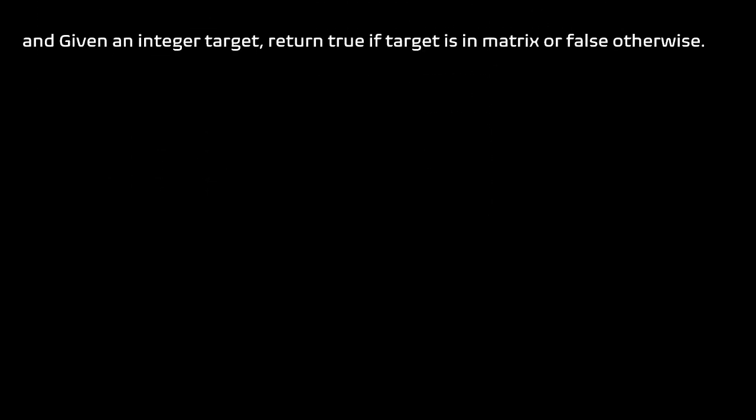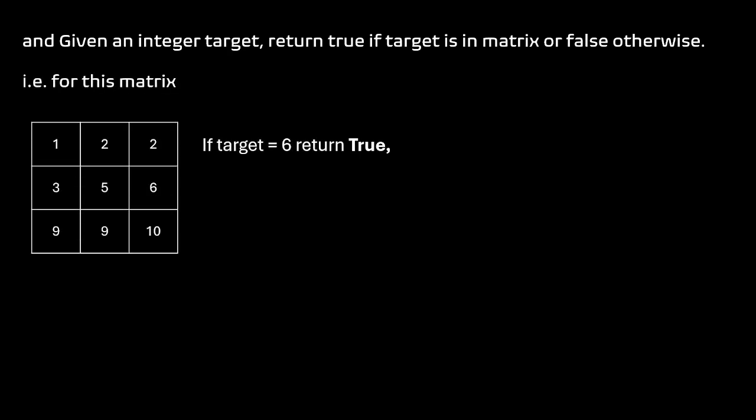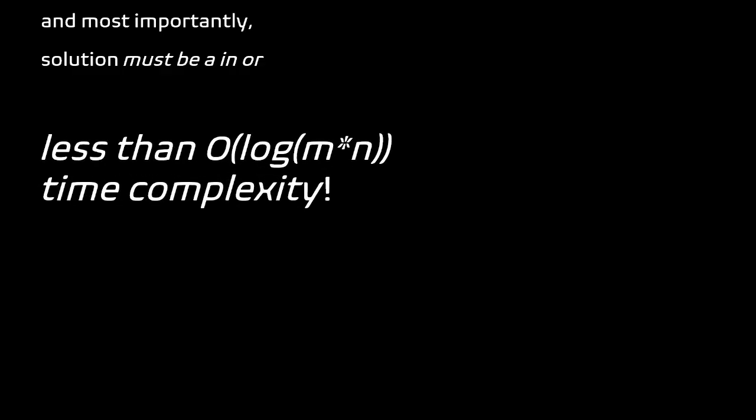And given an integer target, return true if the target is in matrix or false otherwise. So for this matrix, if target is 6, then I'll return true. Why? Because 6 is present in the matrix. And if the target is 11, then I'll return false because 11 is not there. And most importantly, solution must be in less than log of m into n time complexity, right?